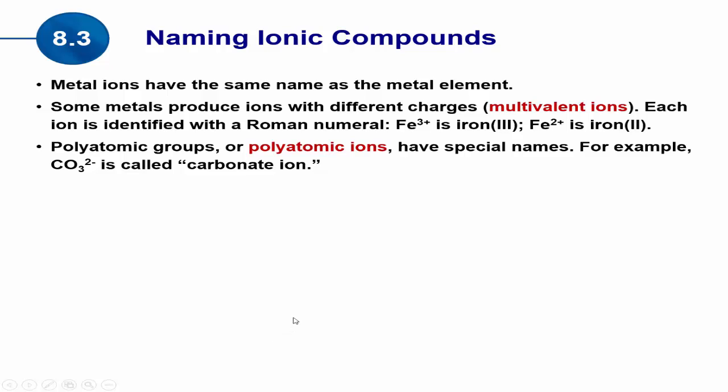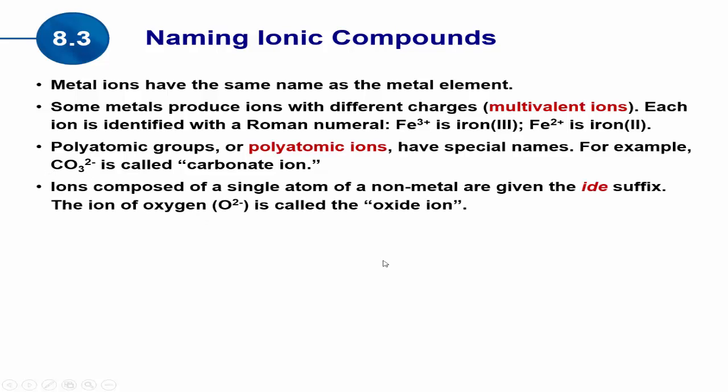Polyatomic groups or polyatomic ions have special names. We've already mentioned this. We mentioned hydroxide. You have a sheet of these. For example, CO3 with a charge of -2 is called the carbonate ion. If you see CO3 together, don't try to name it as carbon, oxygen, whatever. It's carbonate. Okay, carbonate.